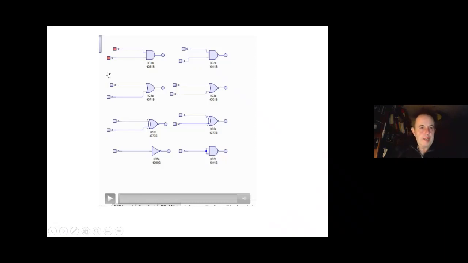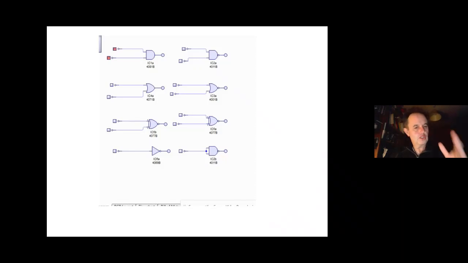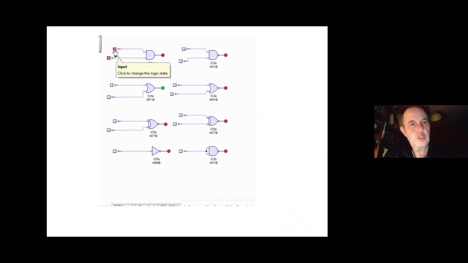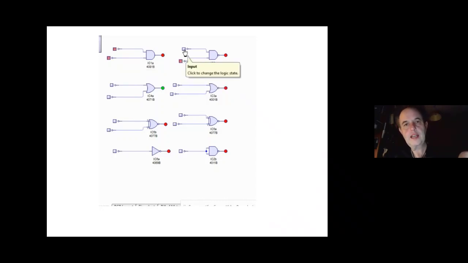This is something that you can play back. If you're watching on YouTube or whatever, you can pause at any time. What I've done here is a little animation. The first one, on the top left, shows the AND gate, so you need two ones to give you a one. Moving over to the NAND gate, if you've got a zero, you will always end up with a one.